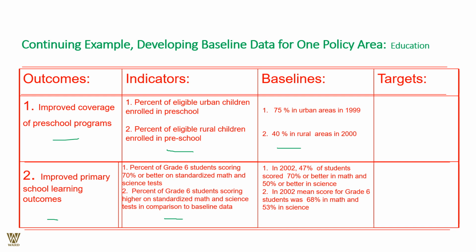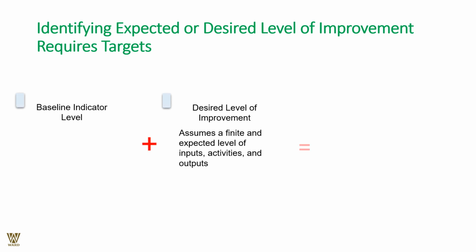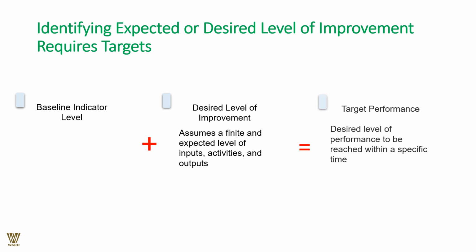Now, this is just for you to understand how to construct an indicator, how to collect the data, and probably very well to understand how to present the data and analyze the data thereby. So identifying the expected result. Now, what are we looking at here? We are talking about the baseline indicators in addition to the desired level of improvement, which will give me my target performances. That is what is important.